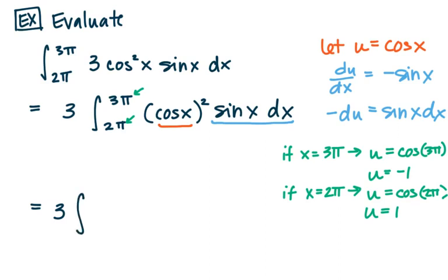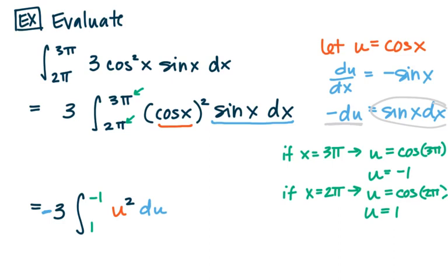My bounds change, 1 and -1. Make sure you get them in the correct spot for however you did your substitution. I have u squared, and sine x dx is equal to negative du. So I'm going to put my negative, I'm going to just go ahead and throw that in front.